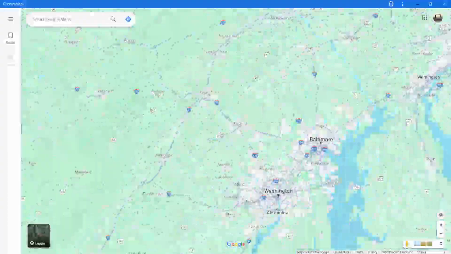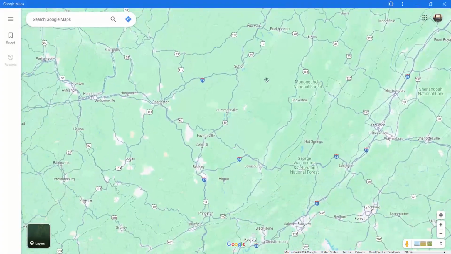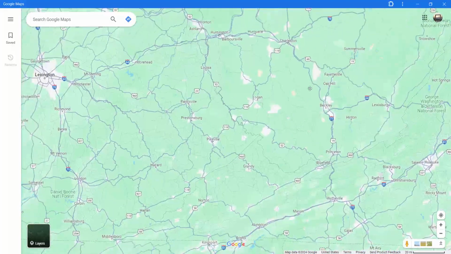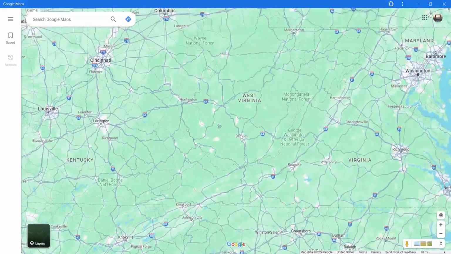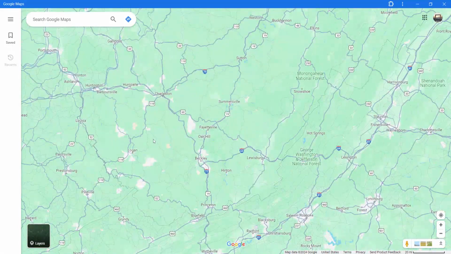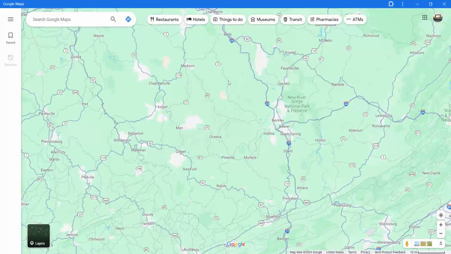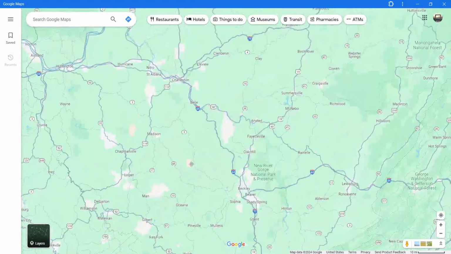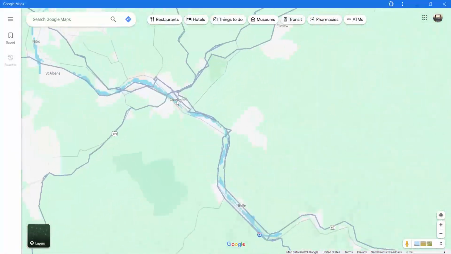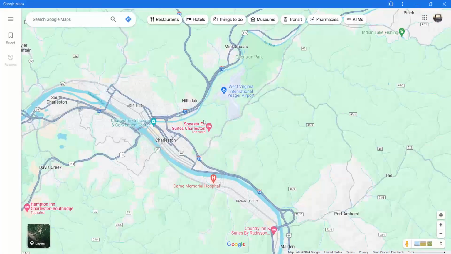Moving down to the state of West Virginia, we find the capital of West Virginia is sometimes hard to find, but nevertheless, it is Charleston. Charleston is the capital of West Virginia.